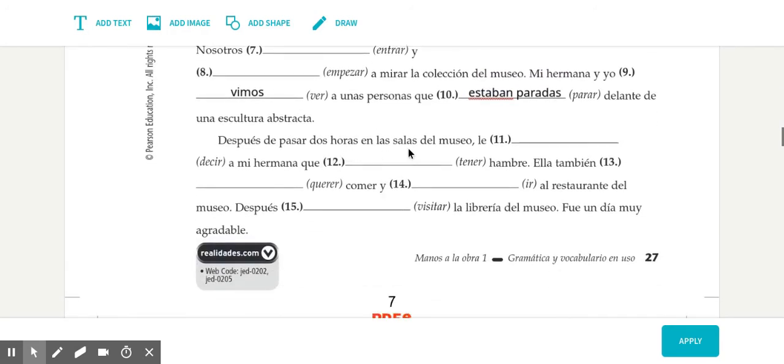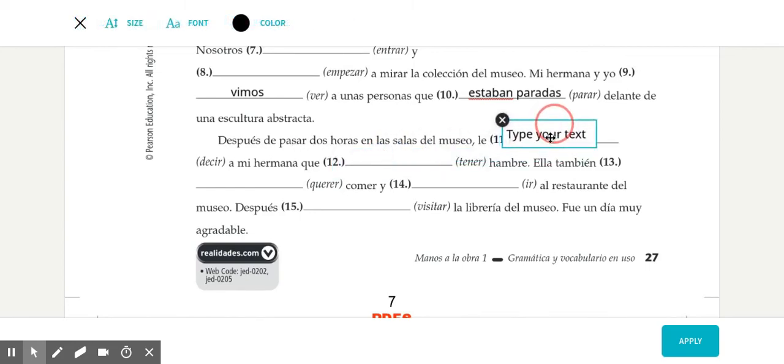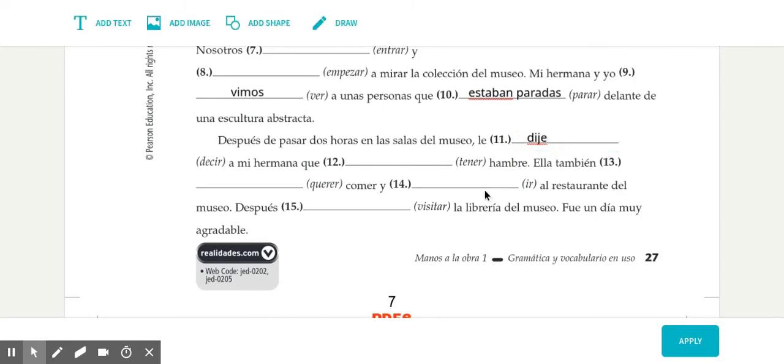Después de pasar 2 horas en la sala del museo, le dije a mi hermana, I told my sister. It would be le dije. I told her, because it was after spending 2 hours, and then he tells us, so this is a sequence of events, so I would use dije. Le dije a mi hermana que I told her I was hungry. So you were hungry that whole time you told her, right? So tenía hambre. I told her I was hungry. It's kind of like a state of being, an emotional state, right? Le dije que tenía hambre.